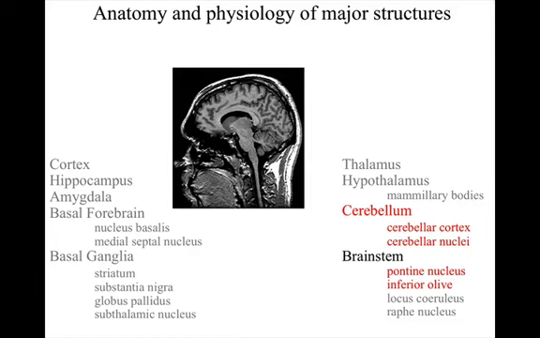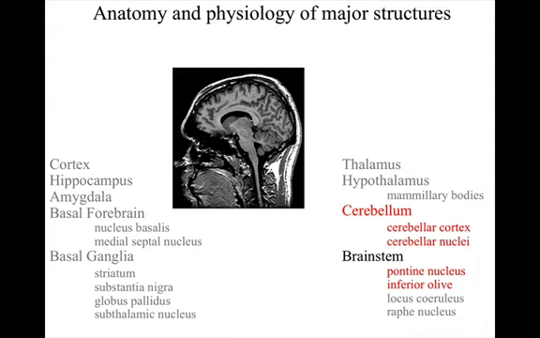So the last major anatomical structure we're going to discuss is the cerebellum. It's a very complex structure anatomically. It's got a thin outer layer of neurons that's vaguely similar to the main cortex, and also some inner nuclei, vaguely similar to the subcortical structures.